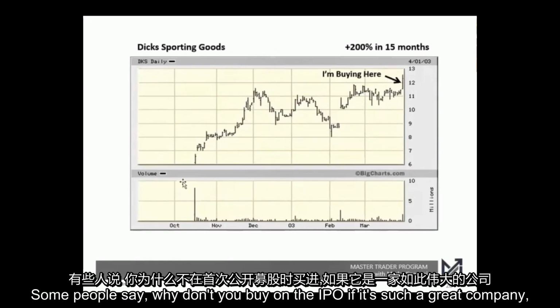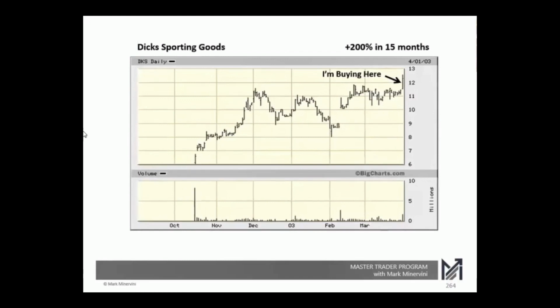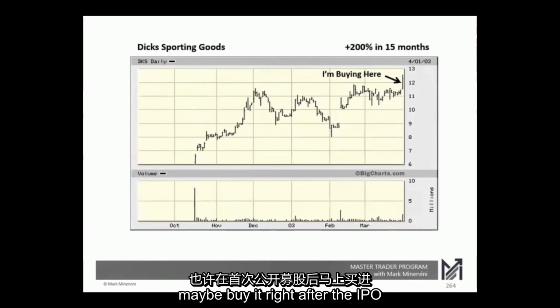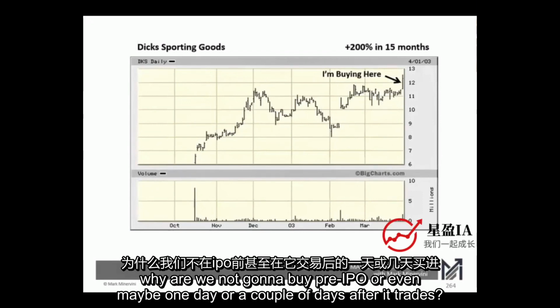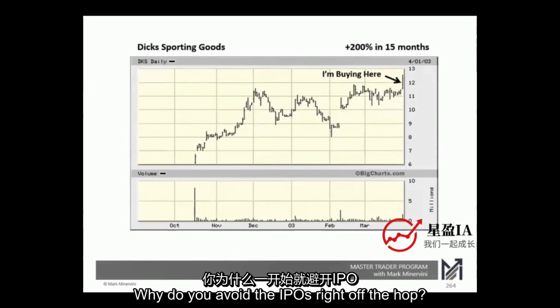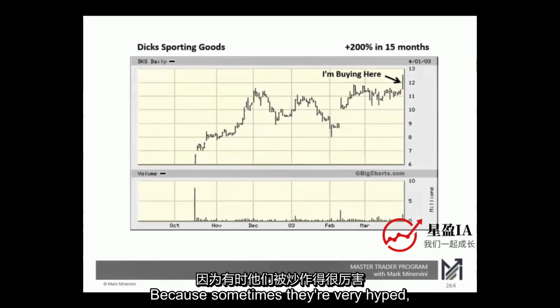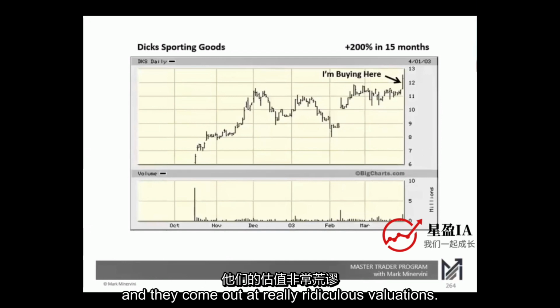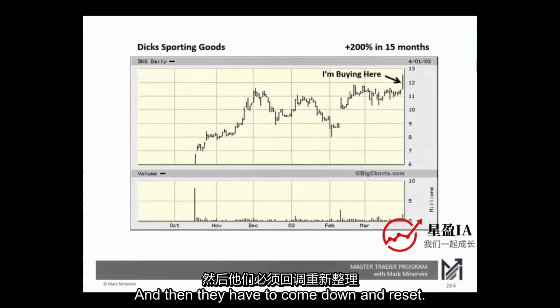So some people say, well, why don't you buy on the IPO? If it's such a great company, maybe buy it right after the IPO. Dave, why are we not going to buy pre-IPO or even one day or a couple of days after it trades? Why do you avoid the IPOs right off the hop? Well, because sometimes they're very, very hyped, and they come out at really ridiculous valuations, and then they have to come down and reset.